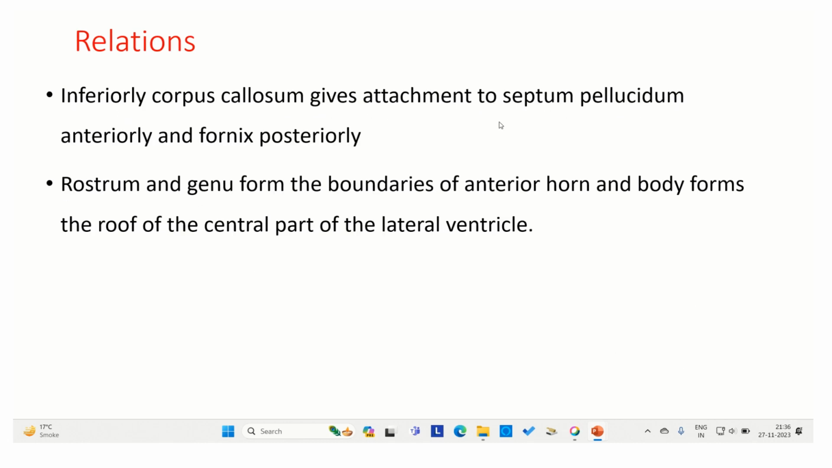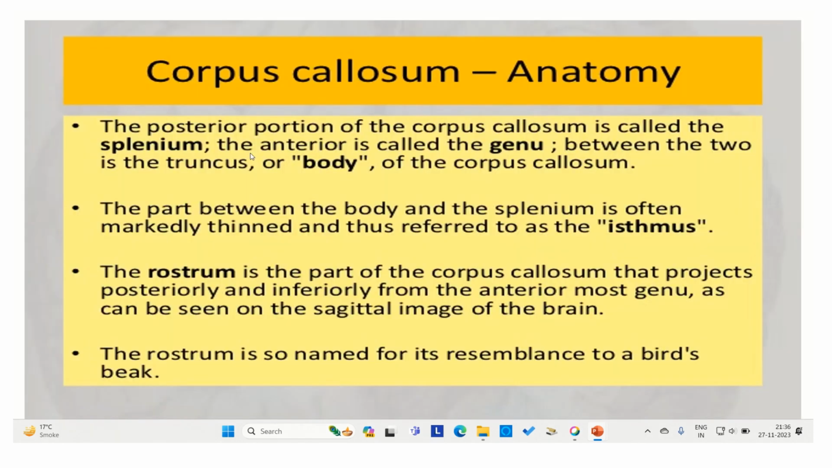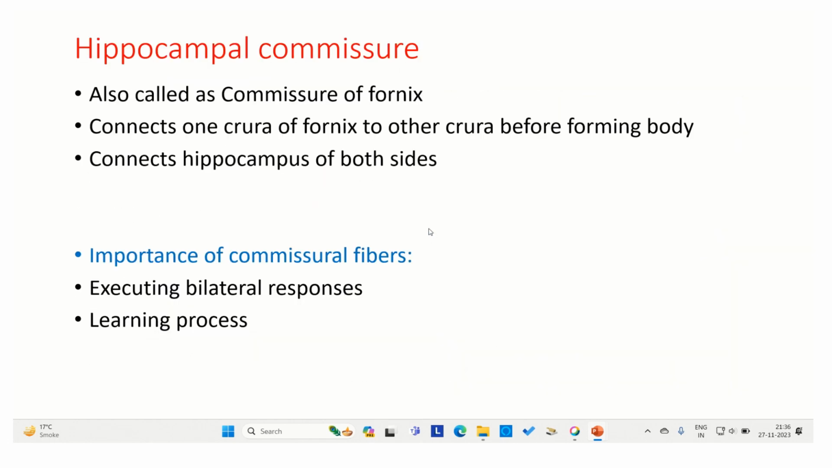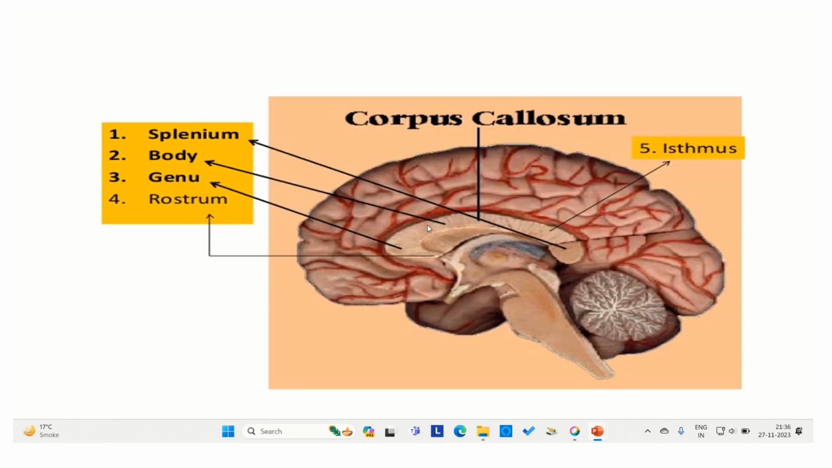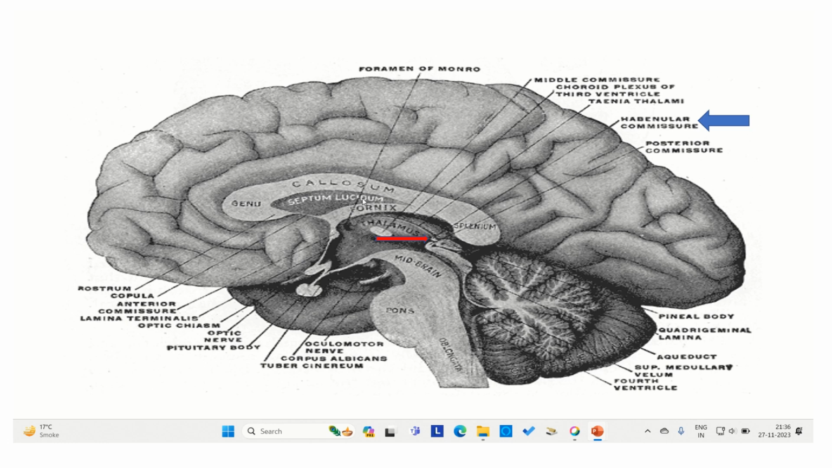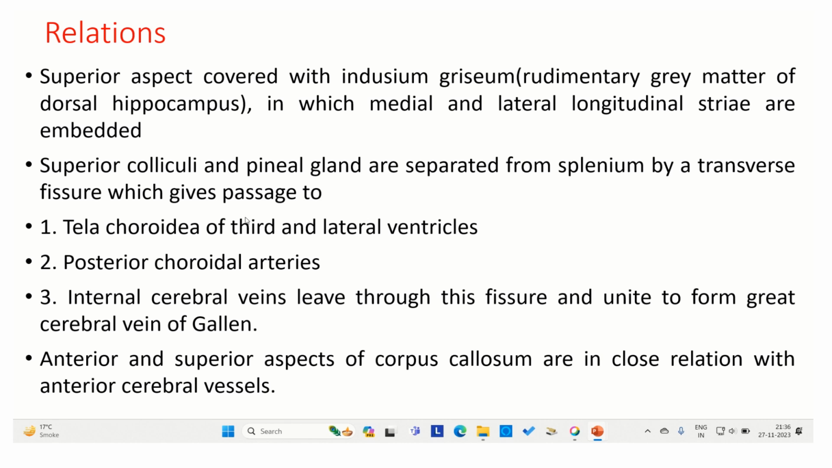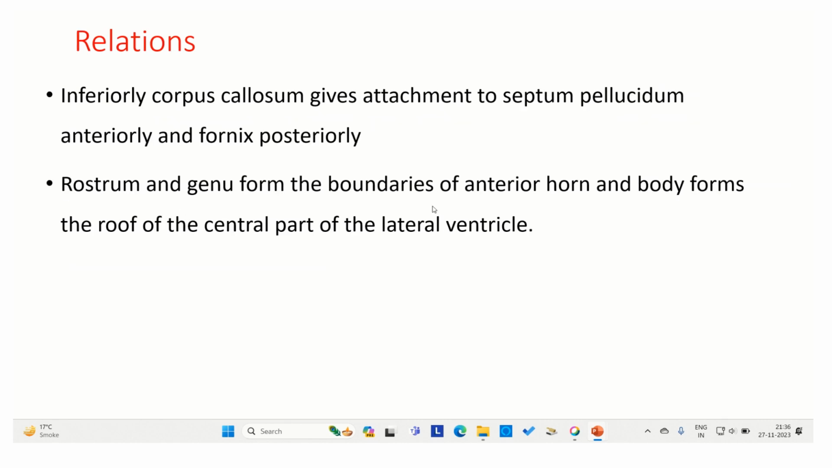Inferiorly, the corpus callosum gives attachment to the septum pellucidum anteriorly and the fornix posteriorly. We have seen it in an earlier diagram. You can see here, this is the septum pellucidum and this is the fornix. This is the inferior aspect of the corpus callosum, giving attachment to the septum pellucidum anteriorly and fornix posteriorly. The rostrum and genu form the boundaries of the anterior horn of the lateral ventricle, whereas the body forms the roof of the central part of the lateral ventricle. You will understand these relations when we deal with the lateral ventricle class.